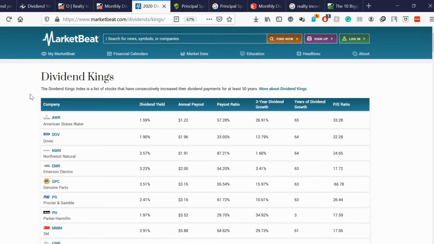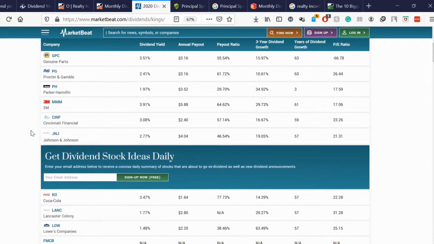This is the last thing. As I told you guys in my previous video about dividend investing, these are dividend kings. Dividend kings is a list of stocks that have consistently increased their dividend payment for at least 50 years. And I also mentioned when I first started to learn about stocks and investing, I spent hours researching dividend kings. All these companies that you see, I've done pretty good research.